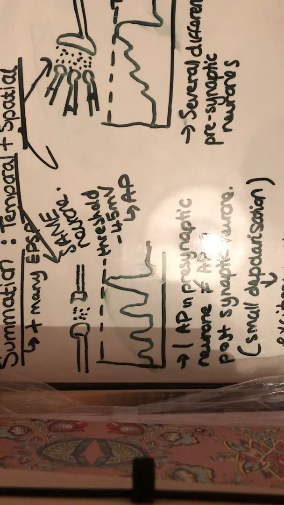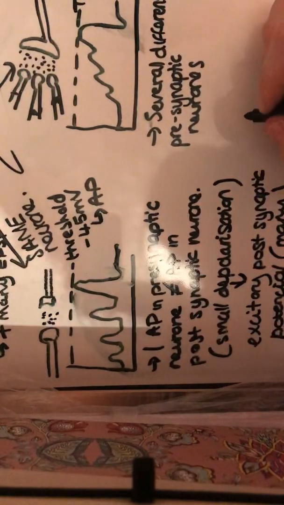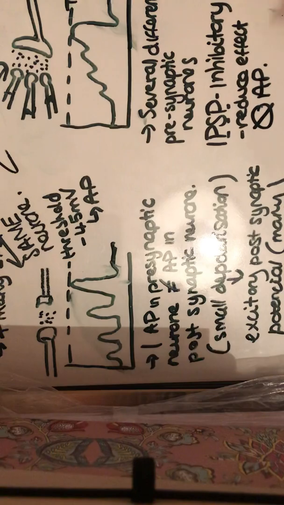And that's basically it. But then if we're going to have a look at another type of potential, which I'm going to abbreviate to IPSP, an inhibitory postsynaptic potential, they can reduce the effect of summation. So they're going to reduce the effect of summation, and they're going to prevent an action potential. So they're going to stop the action potential in the postsynaptic neuron.